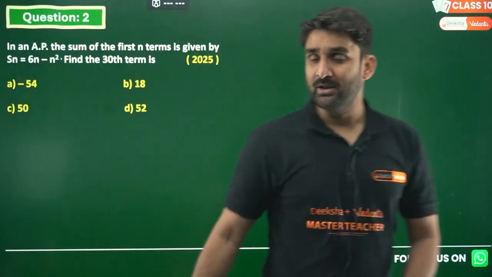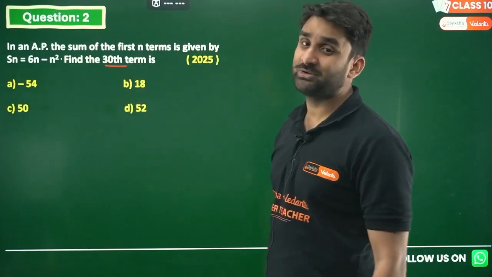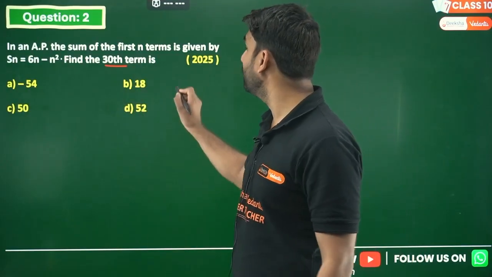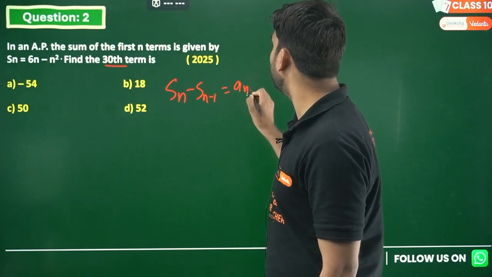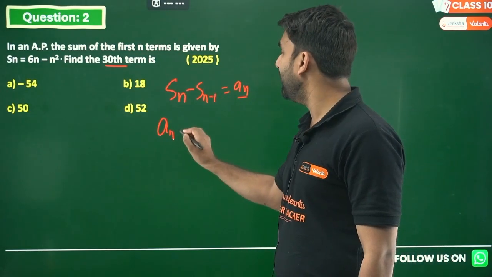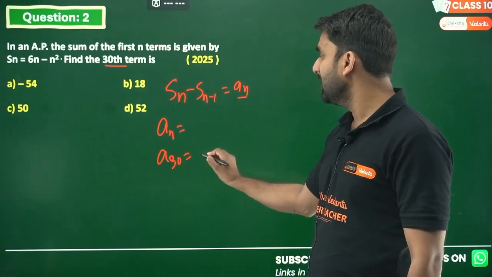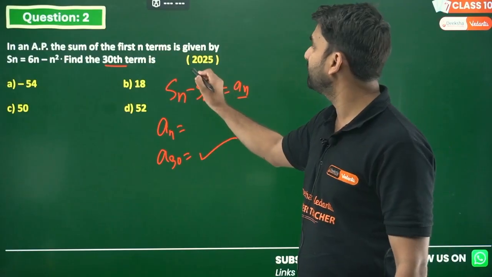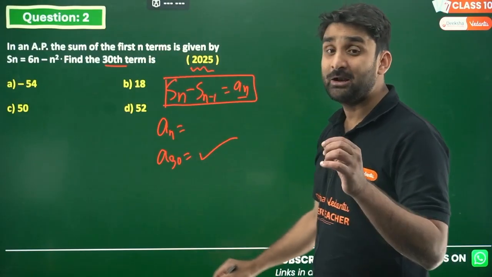The next question is from AP. In an AP, Sn is given to you and you have to find the 30th term. So what you have to do is, Sn minus Sn-1 will give you an, and once you get the formula of an, you can find any term. You just put the value n as 30 and you can get the result. This question is from previous year 2025, so you have to use this formula. Go and practice this question.